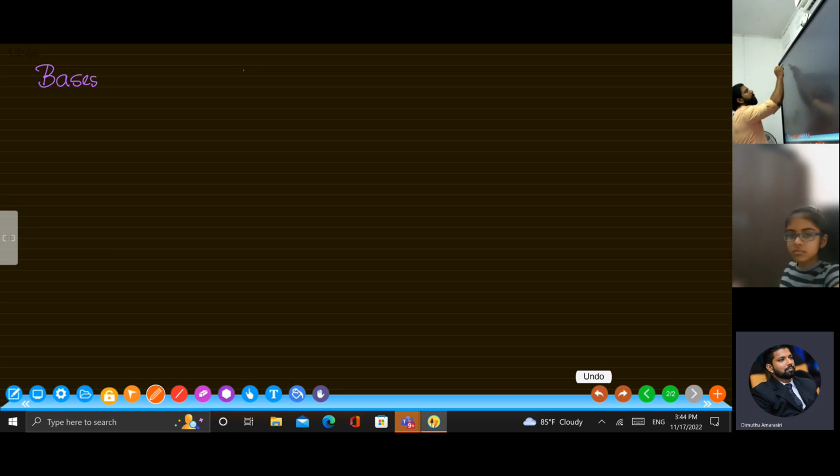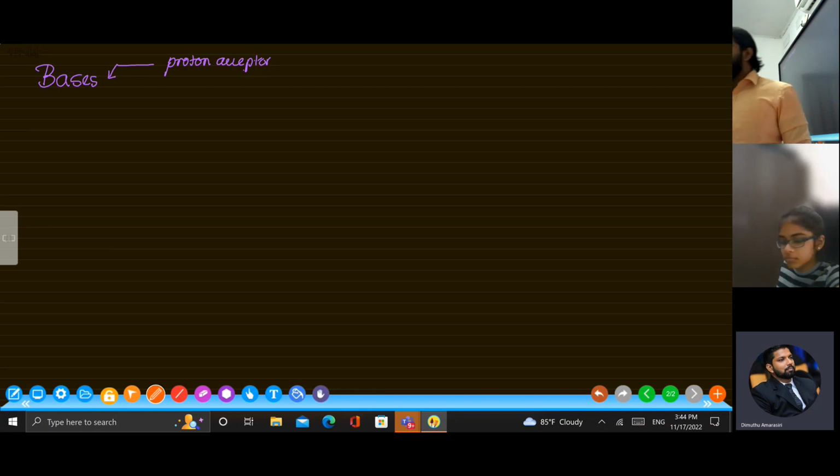One definition is given by Lowry: proton acceptor. What is meant by proton acceptor? It will react with H plus. Here's the other definition: a base is a substance that reacts with acid to give salt and water.